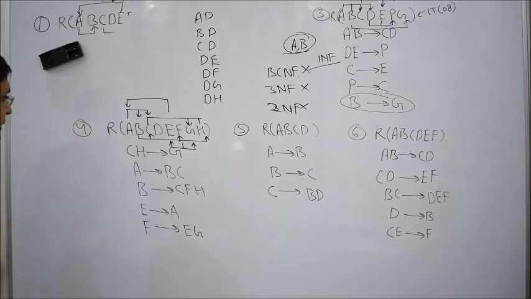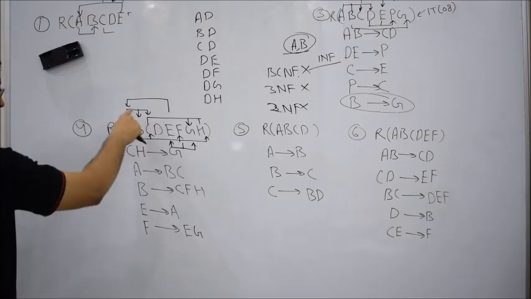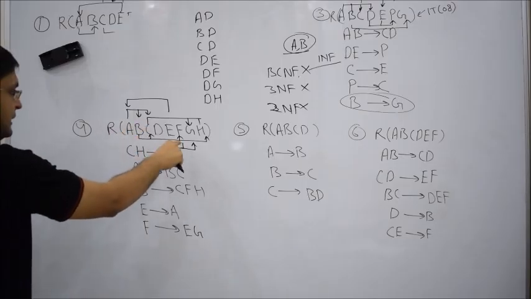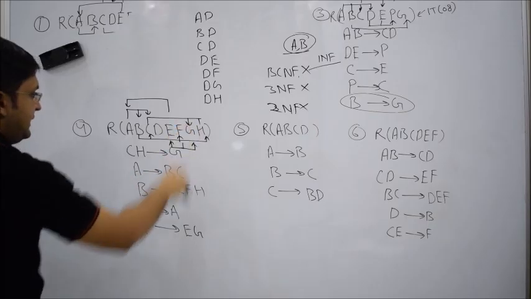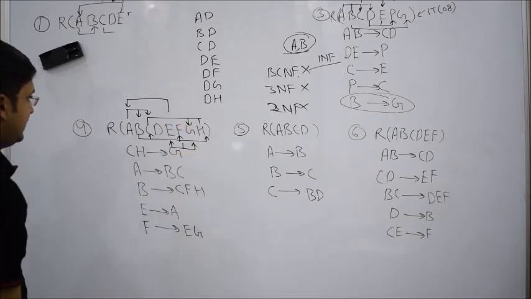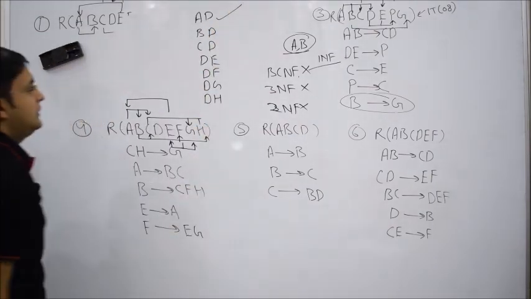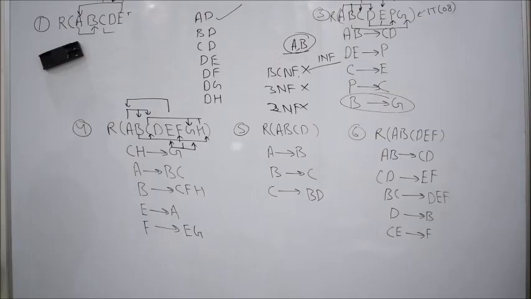Okay, now let's try. First, AD. Is AD a candidate key? You see, from A we can find BC. From B alone we can find C, and then F, and then H. And then from F we can find E and G. And I think that was all, everything we have found. It means A is a candidate key. That is good.